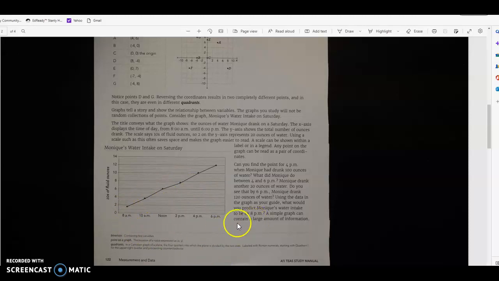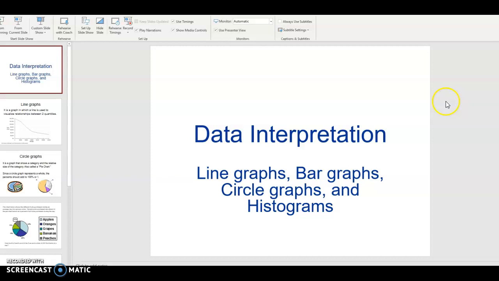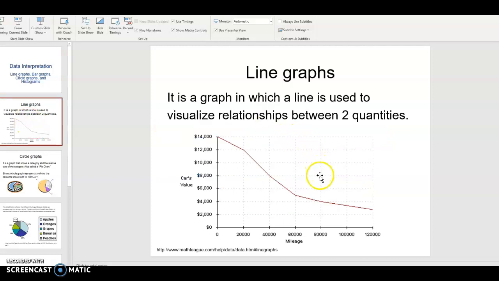This is an example of a line graph. In your handouts for this section, I have a PowerPoint on data interpretation for line graphs, bar graphs, circle graphs, and histograms. Now, you won't have to be familiar with histograms on the TEAS test, but it is also good to look at.